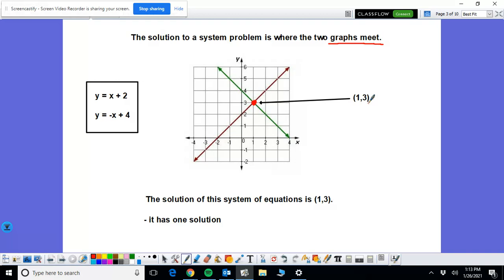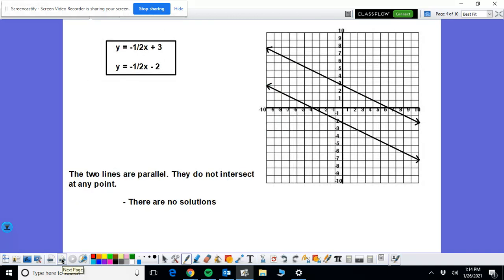So I made a few things here. It has one solution. That's it. That's the only answer to this thing. And the solution is the point 1, 3. So that is the answer. There's only one of them, no others, not two, not four, just one answer. So as we move forward then, we can also have no answers.